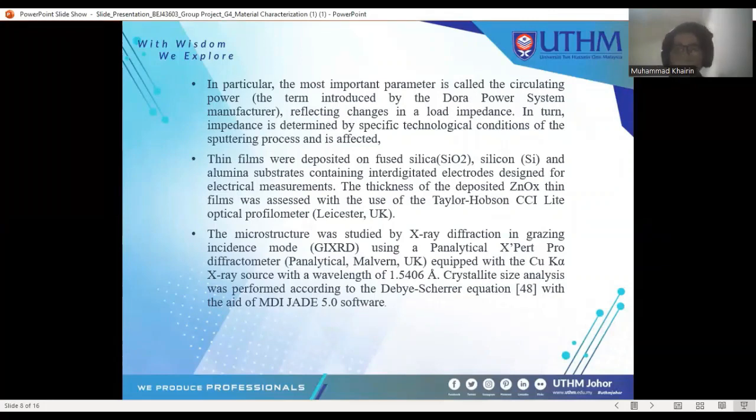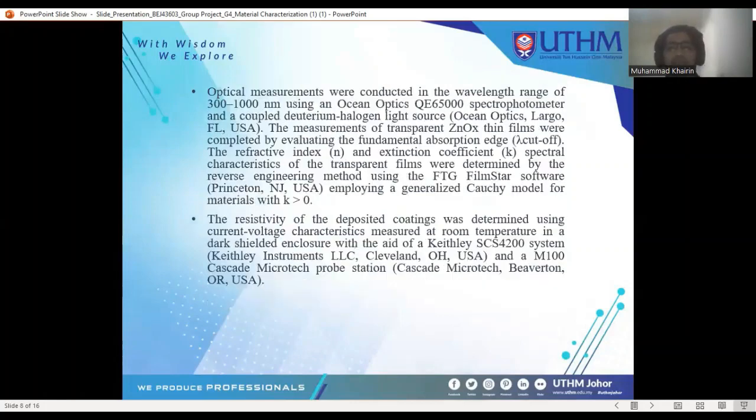Thin films were deposited on fused silica, silicon, and aluminum substrates containing interdigital electrodes designed for electrical measurement. The thickness of the deposited zinc oxide thin film was assessed with the use of the Taylor-Hobson CCI light optical profilometer. The microstructure was studied by X-ray diffraction in the grazing incidence method using a PANalytical Expert diffractometer equipped with a copper K-alpha X-ray source with a wavelength of 1.5406 angstrom. Crystallite size analysis was processed according to the Debye-Scherrer equation with the aid of MDI Jade 5.0 software.